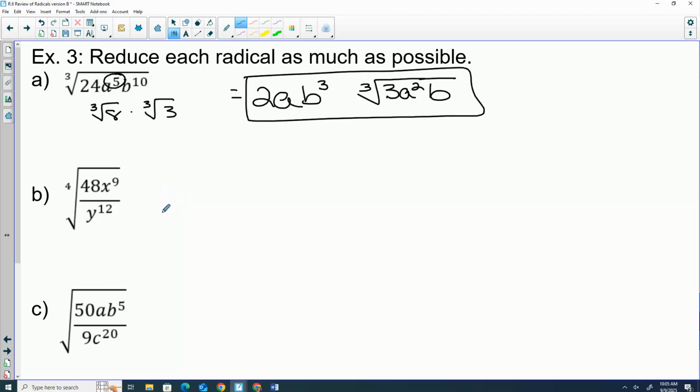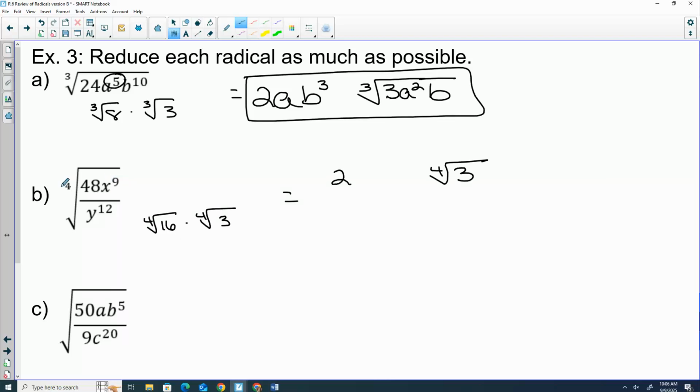On B, so the fourth root of 48. So something we can do the fourth root of that goes into 48. What would that be? 16 times 3. So fourth root of 16 is 2. That comes out. We can't do the fourth root of 3, so it stays underneath.